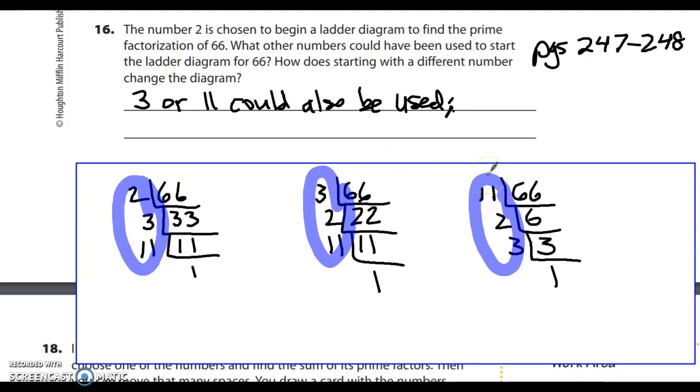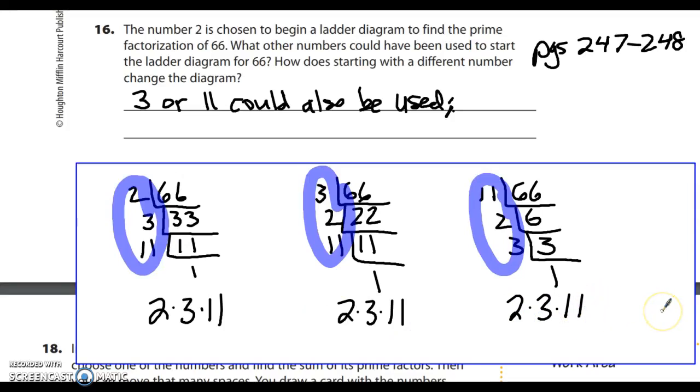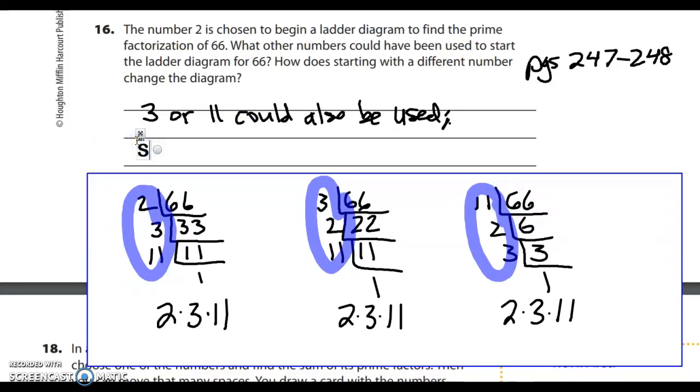And the second question is really interesting. It says, how does starting with a different number change the diagram? So do you notice that the prime factorization in this first one is 2 times 3 times 11? And the prime factorization in the second one is 2 times 3 times 11. And in the third one, it's 2 times 3 times 11. Now the diagrams look different, but the prime factors are all the same. So how does starting with a different number change the diagram? It changes the order of the prime factors, but it doesn't change the prime factors.